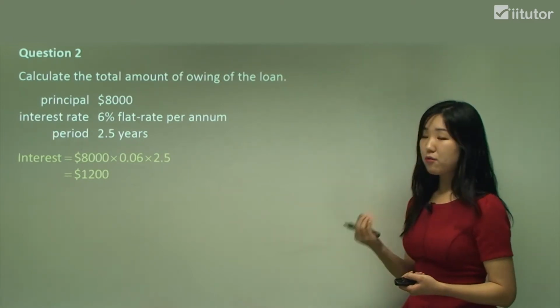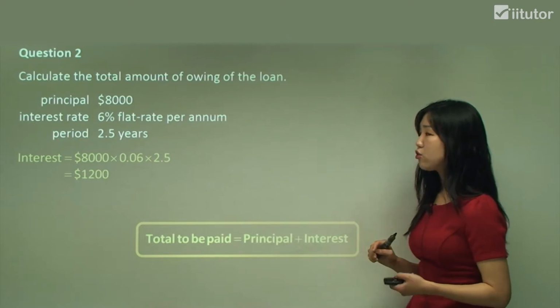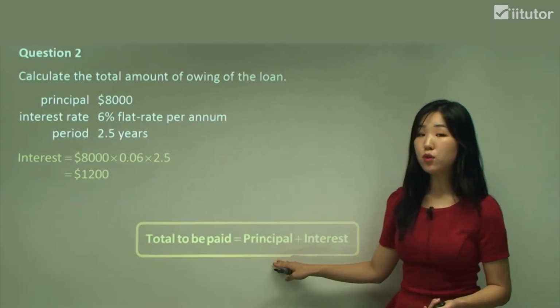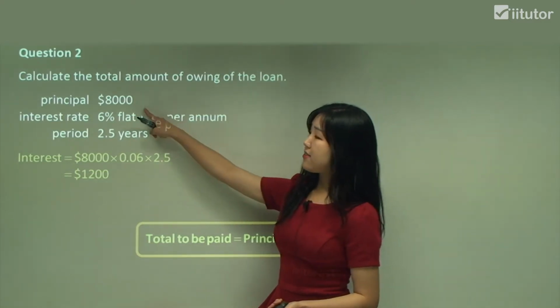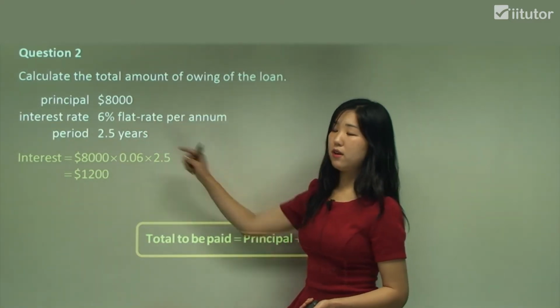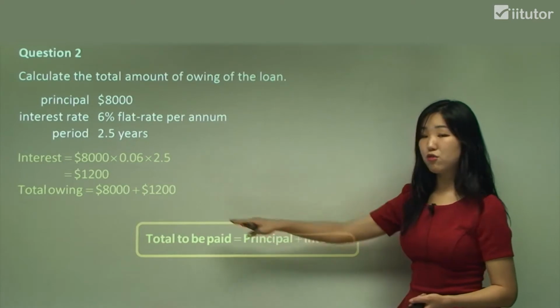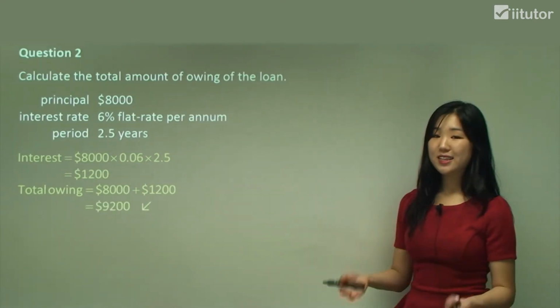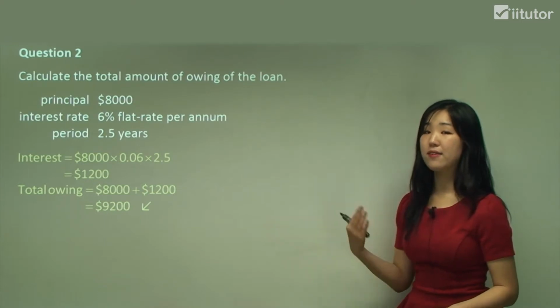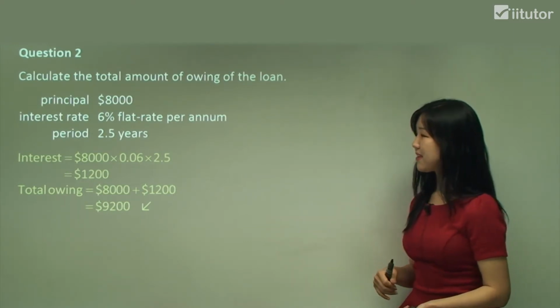And now we've found the interest, so we have to find the total to be paid, which is our principal plus the interest that we've just calculated. So principal value is $8,000, so that's how much we borrow initially. So we have to add the interest that we've just calculated on top of that, which becomes that. That's how much total we have to pay back, and that's how much we're owing. Does that make sense, guys?